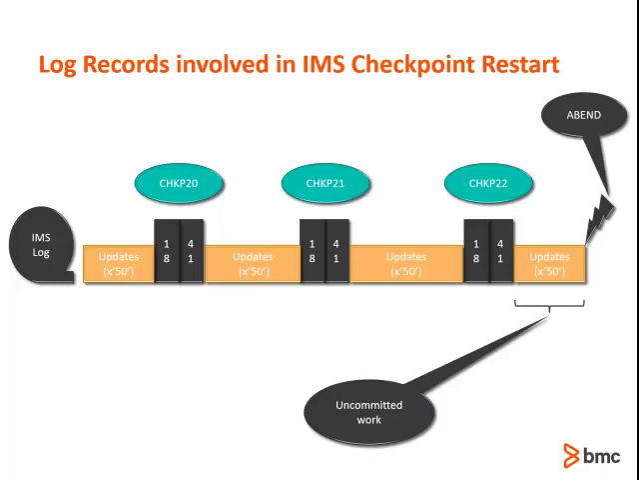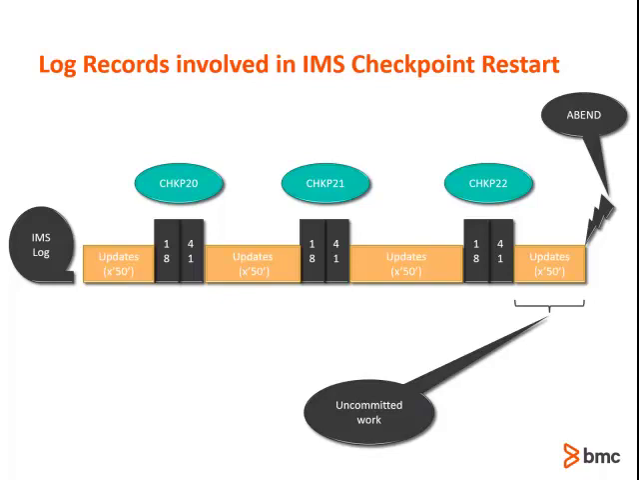Now let's discuss the differences when running in a BMP environment. The record types are the same for the database change and checkpoint records. However, the log records typically exist on the IMS OLDS datasets. When a BMP region abends, in our scenario it would be at checkpoint 22, the backout would happen automatically while the BMP step is in the process of abending.